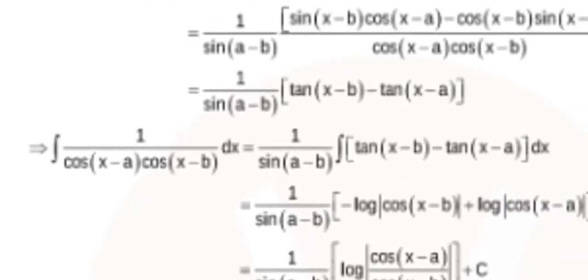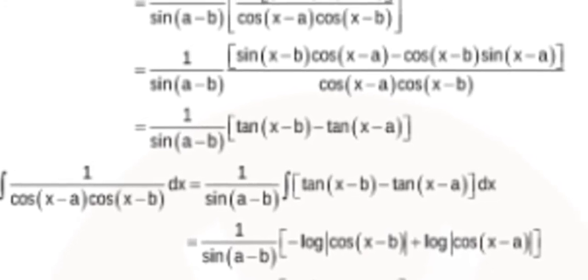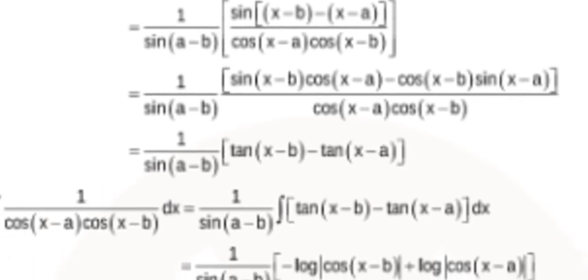Now it will be 1 by sin a minus b, and if we split the fraction into two parts, in the first part cos x minus a will get cancelled, and sin x minus b by cos x minus b will be tan x minus b, and in the second part cos x minus b gets cancelled and it will be tan x minus a.